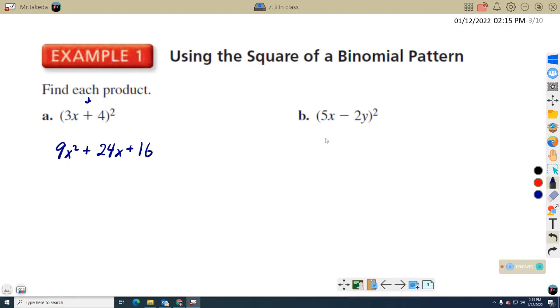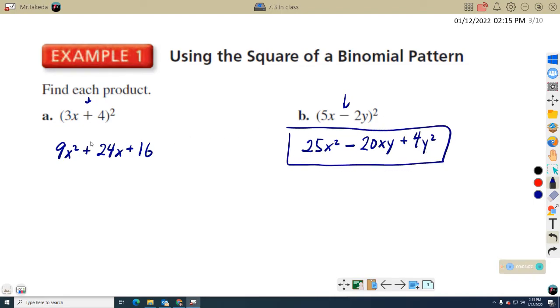For example B, 5x minus 2y quantity squared. I take the first term and I square it, so 25x squared. The middle term will be negative because this is negative. 5x times 2y: 5 times 2 is 10, 10xy, doubled, 20xy. The last term's always positive because we're squaring a negative number, it comes out to be positive. 2y squared is 4y squared. Okay, so those are those examples.